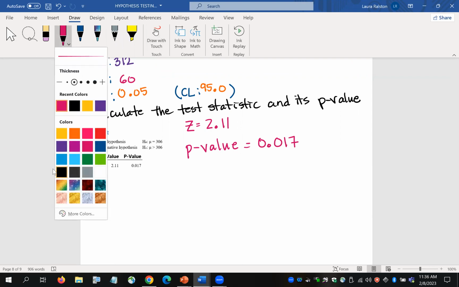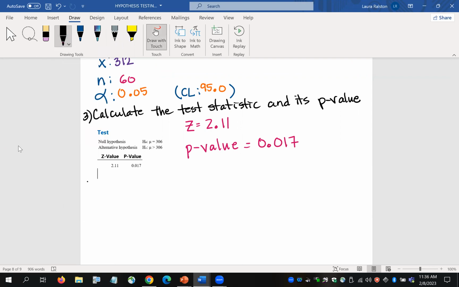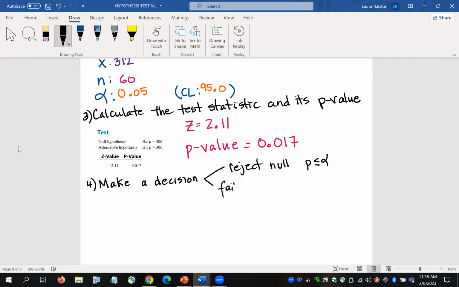So now I am down to step 4, where we're going to make a decision. Again, the decision options are you reject the null if p is less than or equal to alpha, or you fail to reject the null if the p-value is greater than alpha.